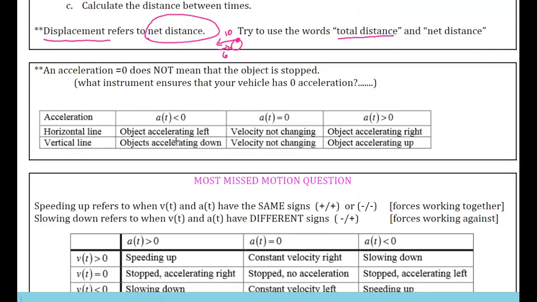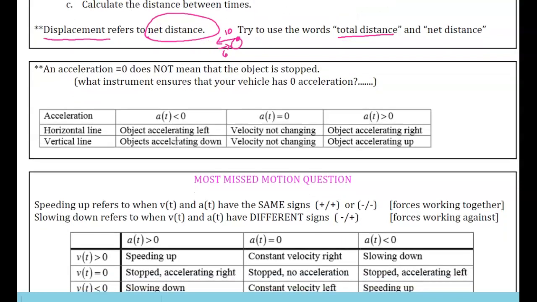All right, acceleration. This one is kind of a tricky concept to think about, but acceleration equal to 0, what does that really mean? It does not mean that the object has stopped. Remember, the object is at rest or stopped when the velocity, or change in position, is 0, okay? So with acceleration, think about your car. What instrument on your car might ensure that your vehicle has no acceleration?